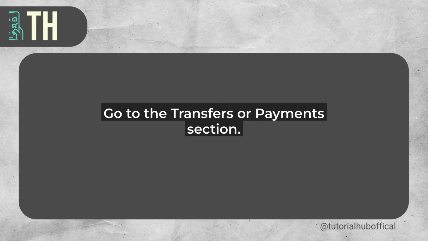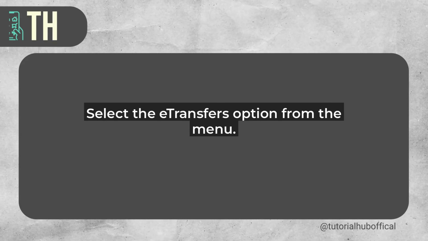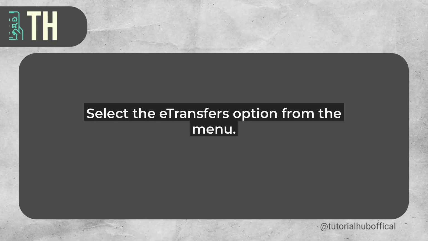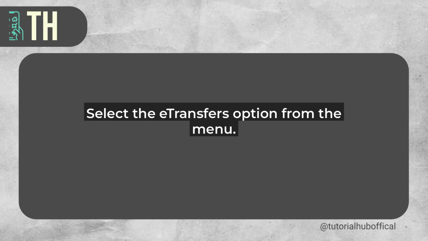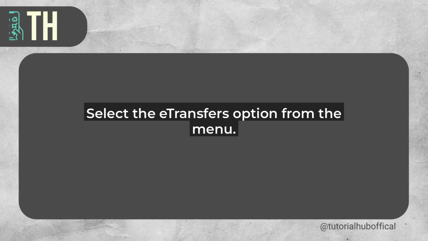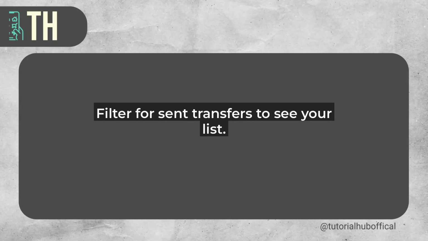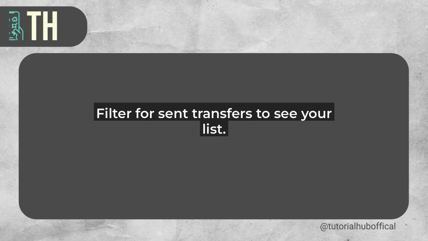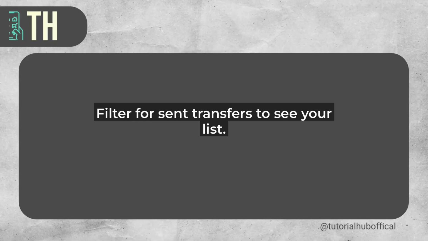Step 3. In the Transfers menu, find the option for eTransfers. This might be labeled as Interac eTransfer or simply eTransfers. Select it to see your activity. Step 4. Now, scroll to the Sent tab or filter for sent transfers. Here, you'll see a list of all your outgoing e-transfers, including details like the amount sent, the recipient's name, the date, and the current status, whether it's pending, completed, or declined.